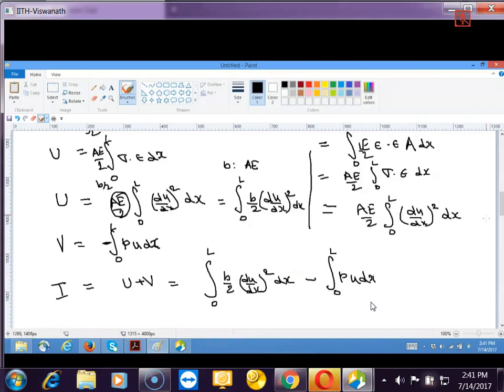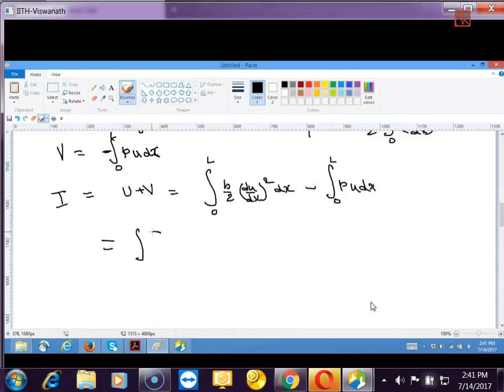Now if I look at it, I want to rewrite it as B by 2, du by dx whole square, minus p of u, dx, 0 to L. Now if I look at it, this I want to substitute as 0 to L some function f, which is a function of x, u and du.